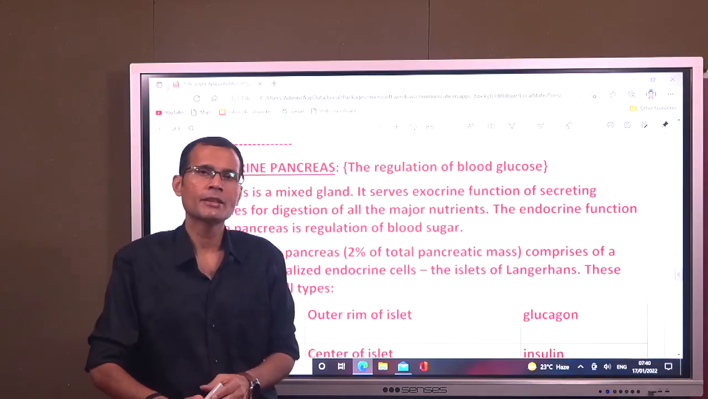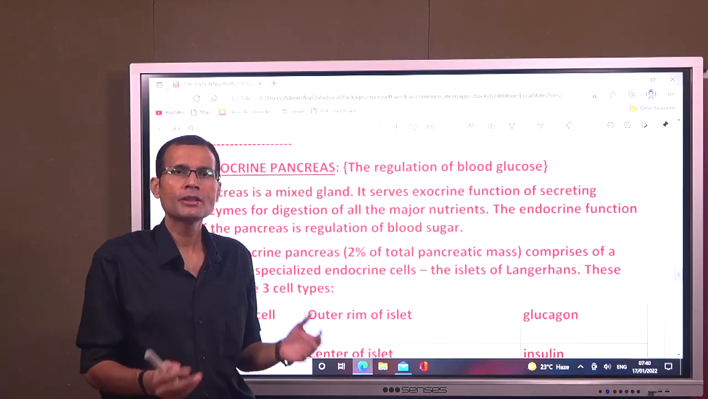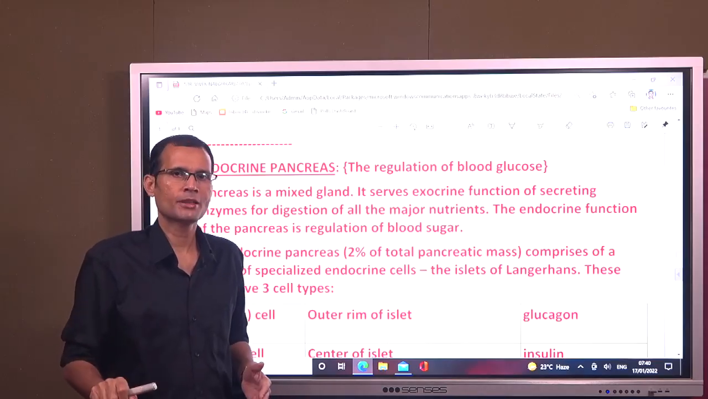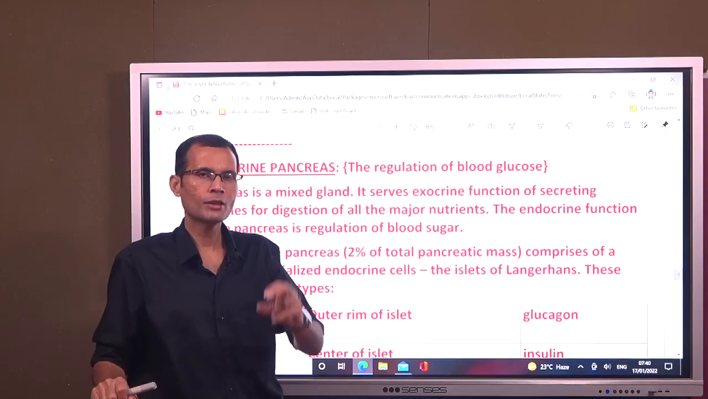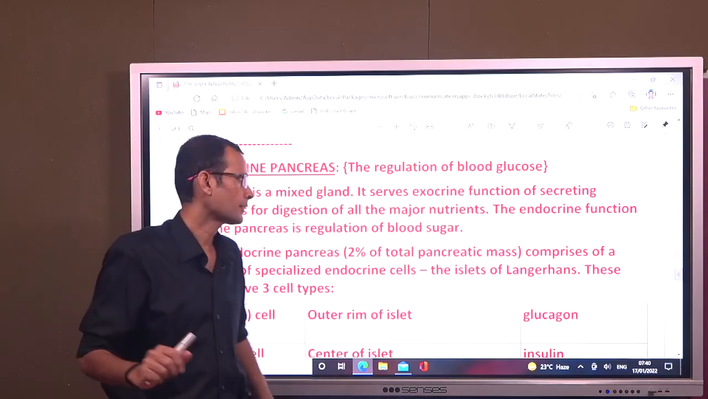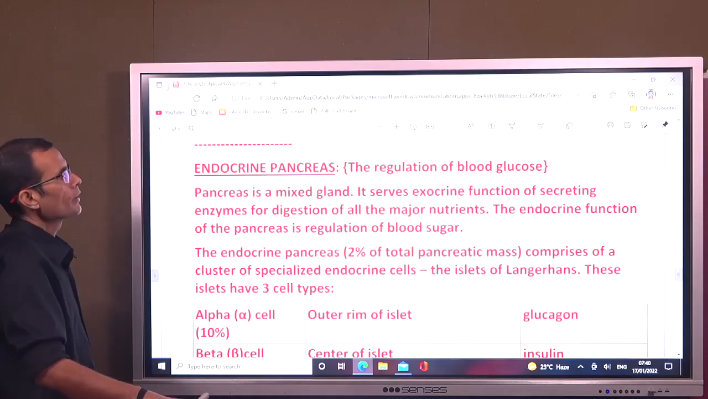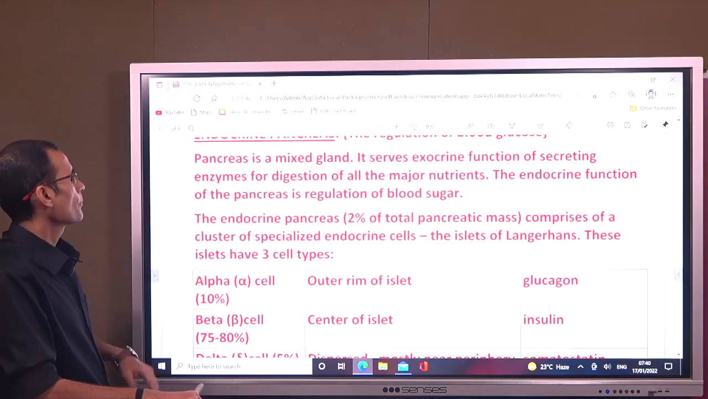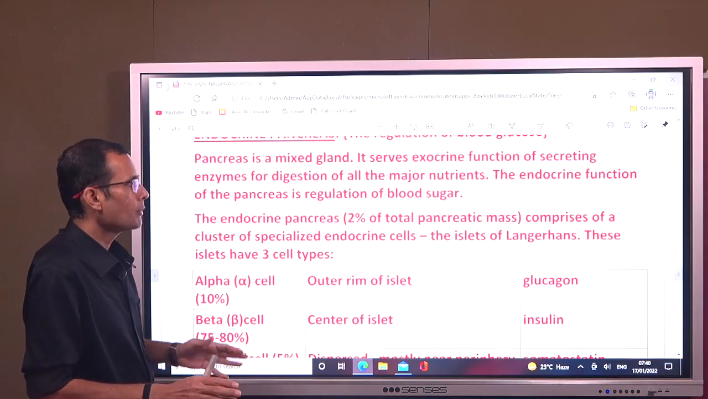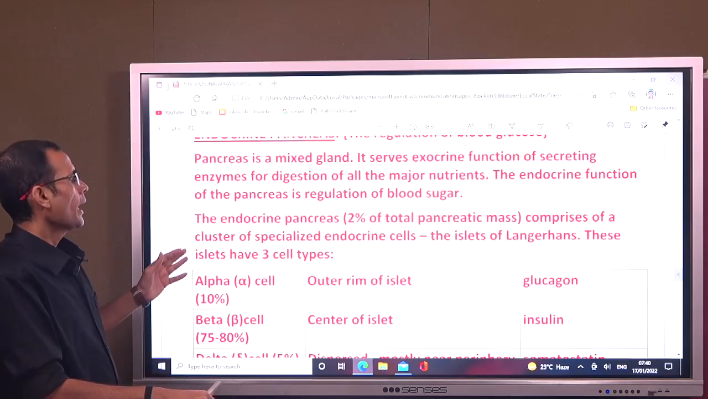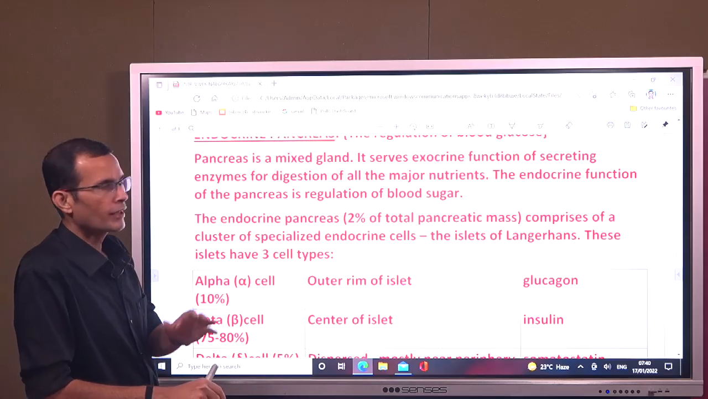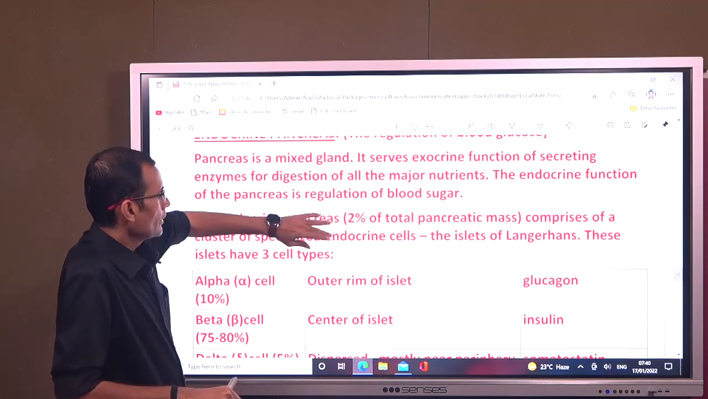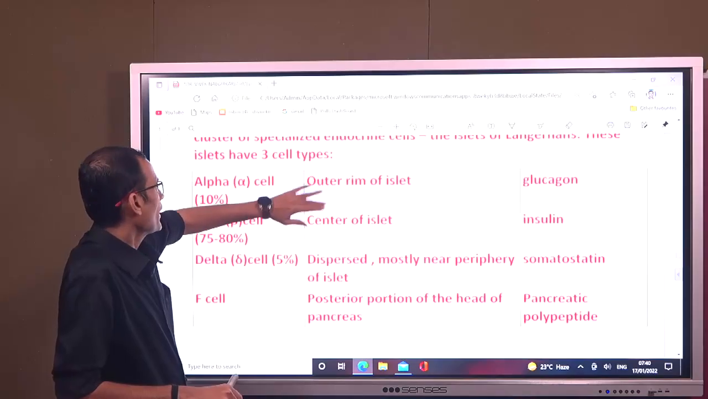This disease, diabetes mellitus, is actually included in all the subjects of medicine. Therefore, we will stick to the physiological aspects. So, let's begin. The endocrine pancreas is basically only 2% of total pancreatic mass, and there are clusters of specialized endocrine cells called the islets of Langerhans. These islets have three cell types.